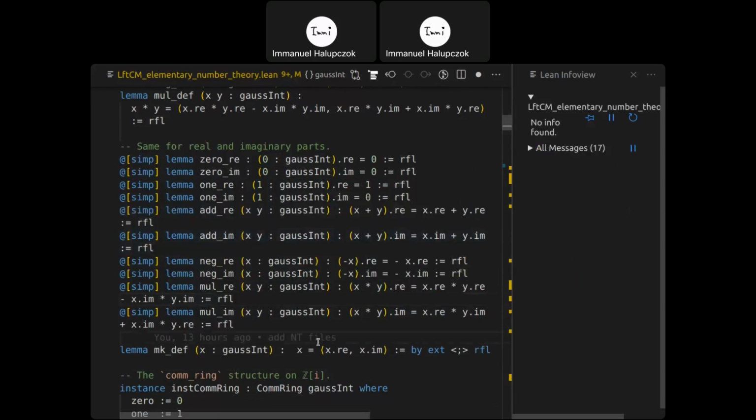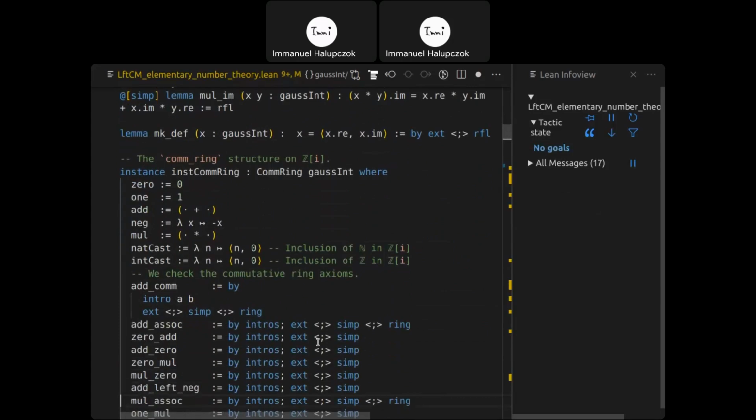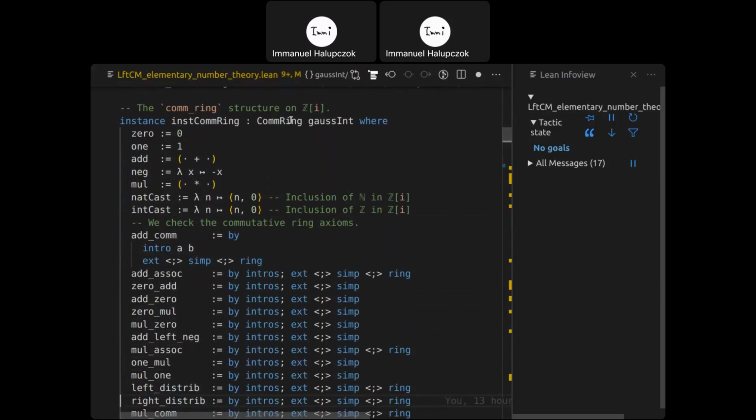Okay, so we haven't really done anything interesting yet, but with all of this, we can now prove that the Gaussian integers are a commutative ring. So for that, we want to put a commutative ring instance. We will first put all of the data fields. So 0 is equal to the element 0, addition is the addition that we just defined, and so on.